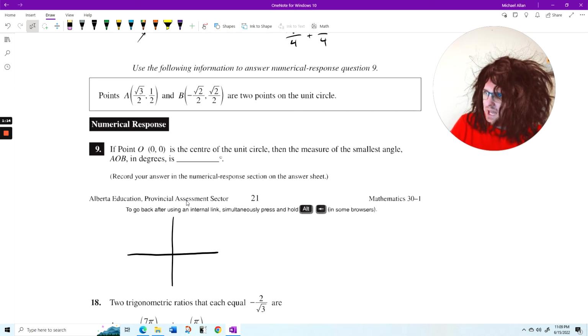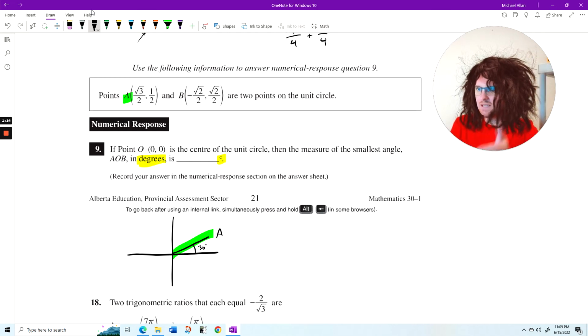So point A is going to be, it's in degrees. I want this to be in degrees, which is nice. Okay, nearest degree. So I can do my math in degrees. It's always nice to do math in degrees. So this point A is going to be here. So that's A. And this angle is going to be 30 degrees. So the longer side's on the X.